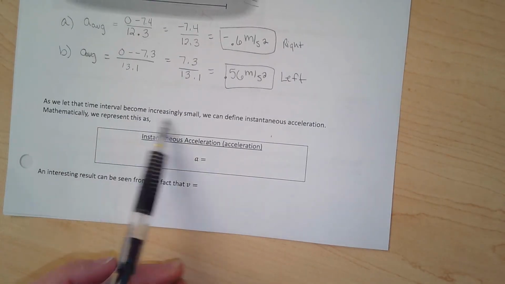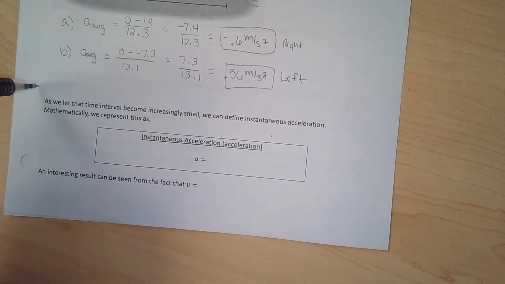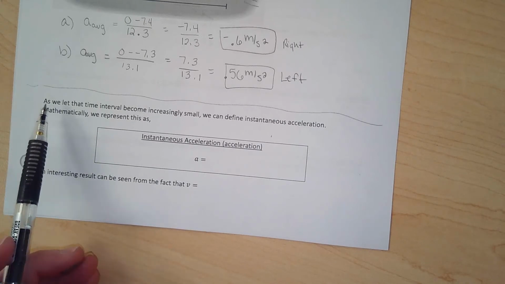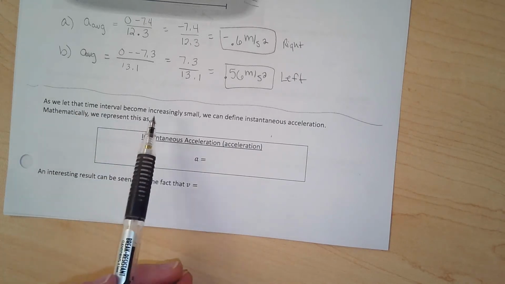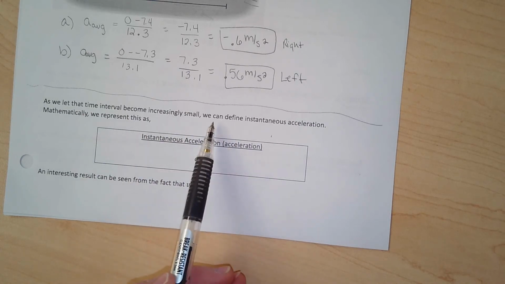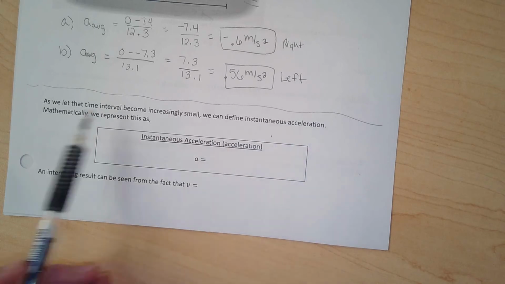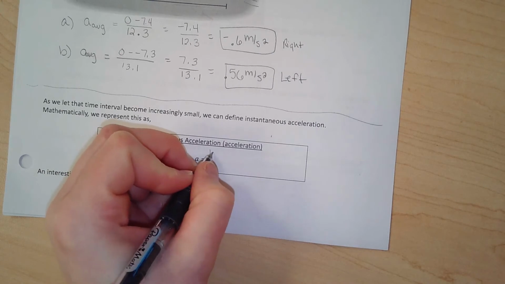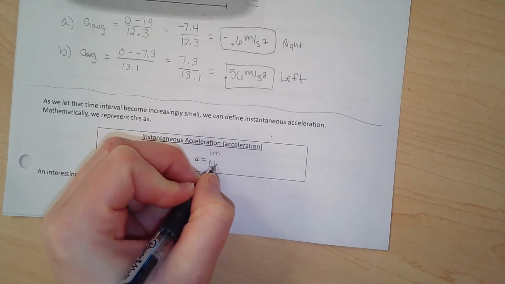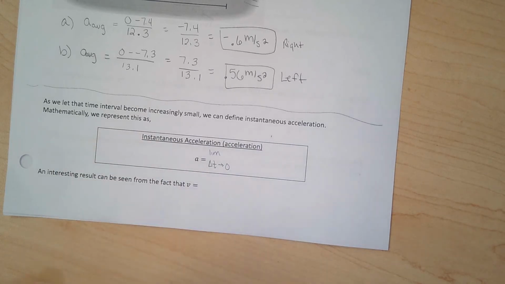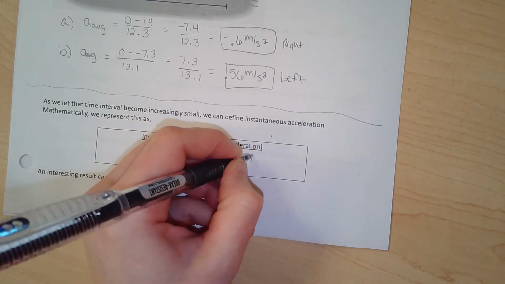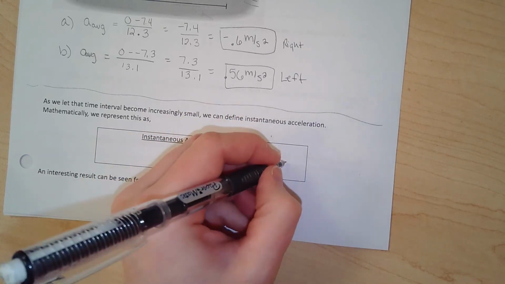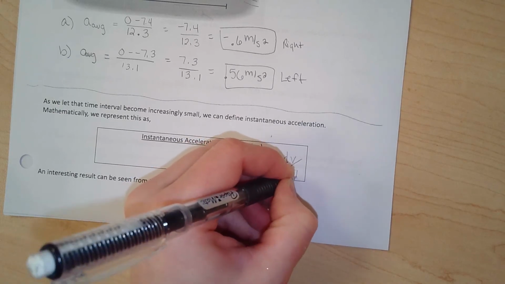We're going to move on now. That's a different concept here. We're going to talk about instantaneous acceleration again, just like we did with velocity yesterday. Just like we let the time interval become increasingly small yesterday, we can also do that today to define instantaneous acceleration. Mathematically, we represent this as such. We write the limit as the change in t gets infinitely close to zero, so you really look at a certain time frame. That's going to equal delta v over delta t, which, if that's slope, that means it's a derivative.